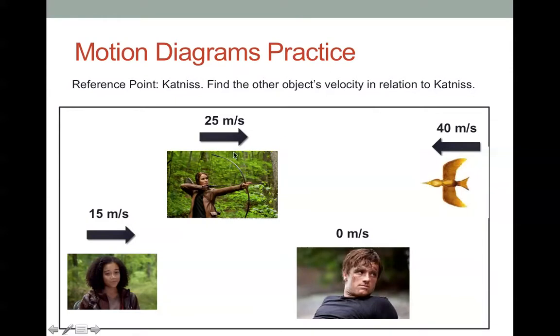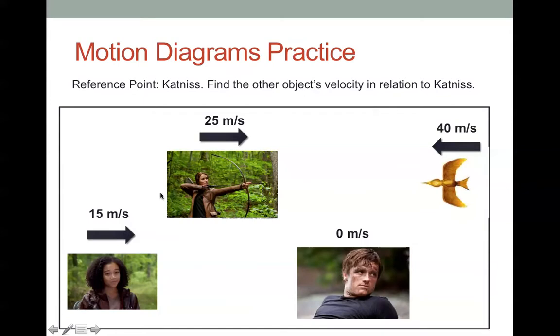Okay, so if Katniss is the reference point, Peeta's just laying there hurt, so she's going to pass him, and you just add the speeds. So if we're Katniss, we think Peeta is moving at 25 meters per second to the left because she's going to pass him, have to look back to the left at him. The Mockingjay is coming right at her, so we're going to add the speeds together. So she thinks the Mockingjay is traveling at 65 meters per second to the left.